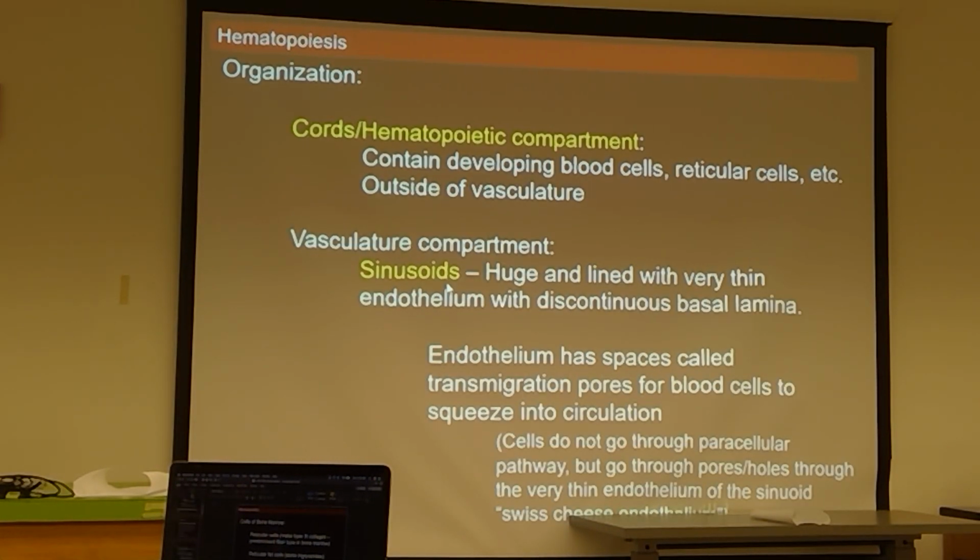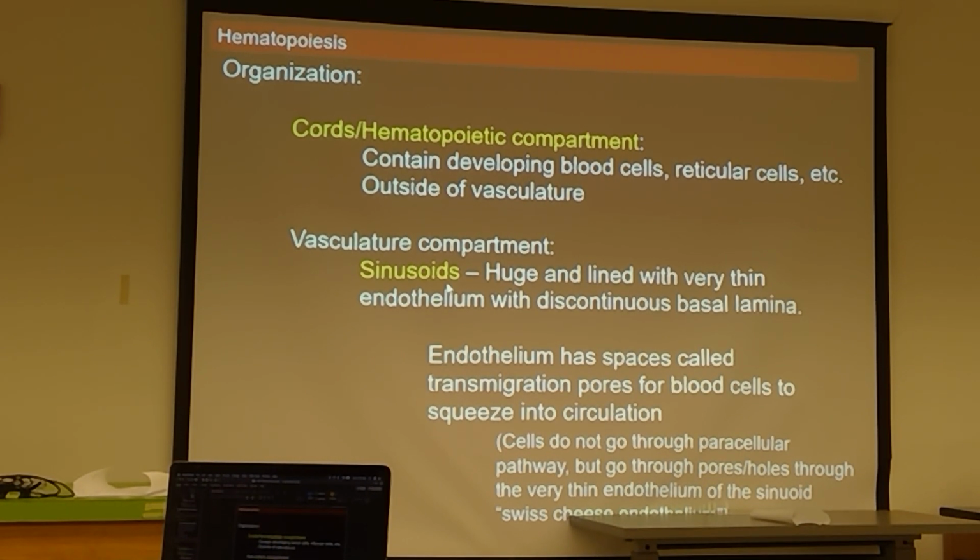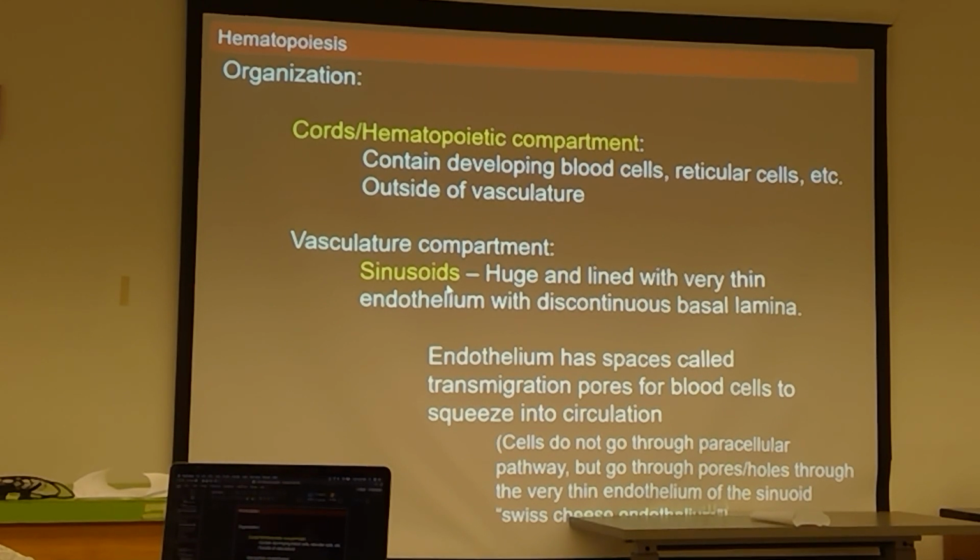So when we look at the bone marrow, it is organized. Sometimes it doesn't look super organized, but it is organized into two parts. We have the hematopoietic part that's actually producing new cells. We call those areas cords. And you'll see lots and lots of cells in these cords. And then we have vascular compartments that are made of a special blood vessel called sinusoid.